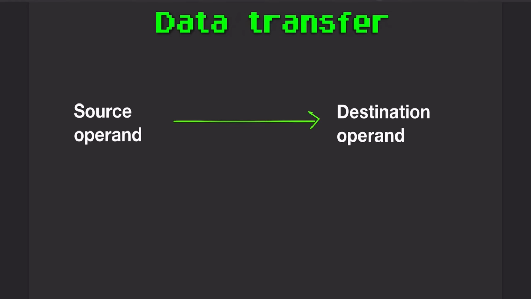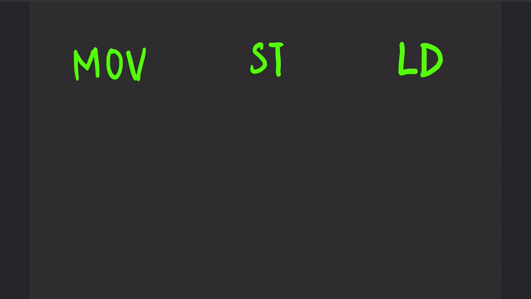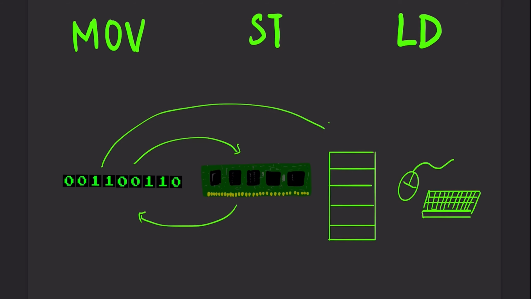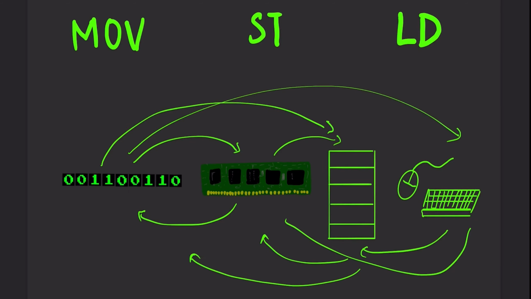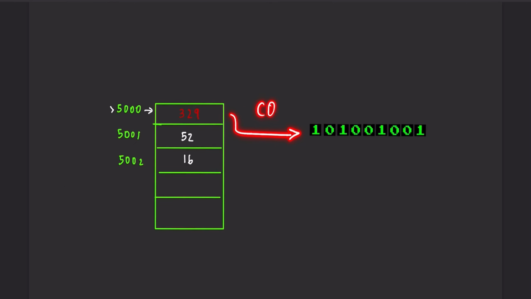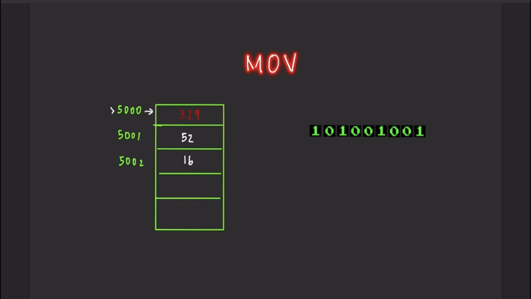Data transfer instructions. As from the name, these instructions are used to transfer data from a source operand to a destination operand. The operands can be anything from a register to a memory location. As said before, these instructions move, store, load data from and into registers, main memory, stack, or I/O. These instructions can be used to copy data from a memory location to a register or vice versa.